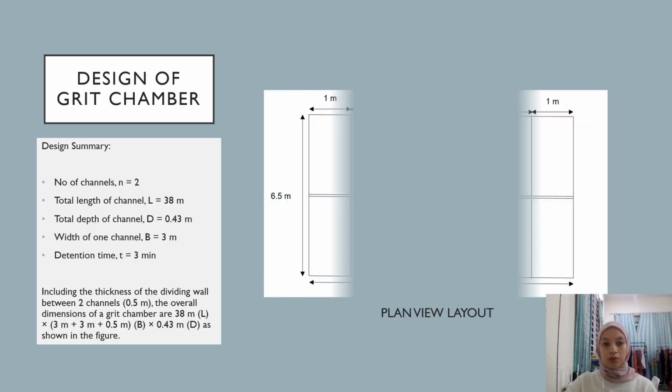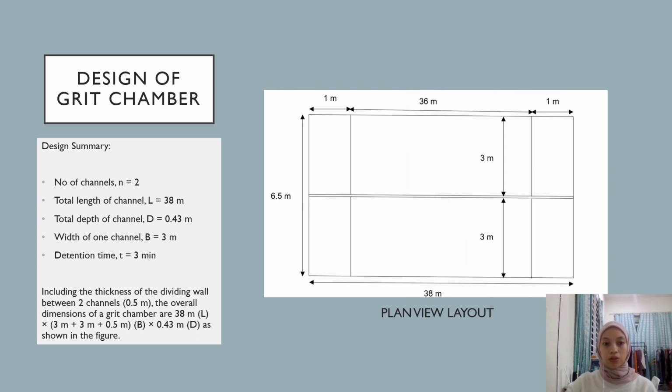And this is the design summary for our project. We use number of channels 2, total channel length 38 meter, total depth of channel 0.43 meter, width of the channel B 3 meter, and detention time T 3 minutes, including the thickness of the dividing wall between two channels, 0.5 meter. The overall dimension of the grit chamber is 38 meter multiplied by 3 meter plus 3 meter plus 0.5 meter for base, and multiplied by 0.43 meter for depth, as shown in the figure. This is our plan view layout for our grit chamber.